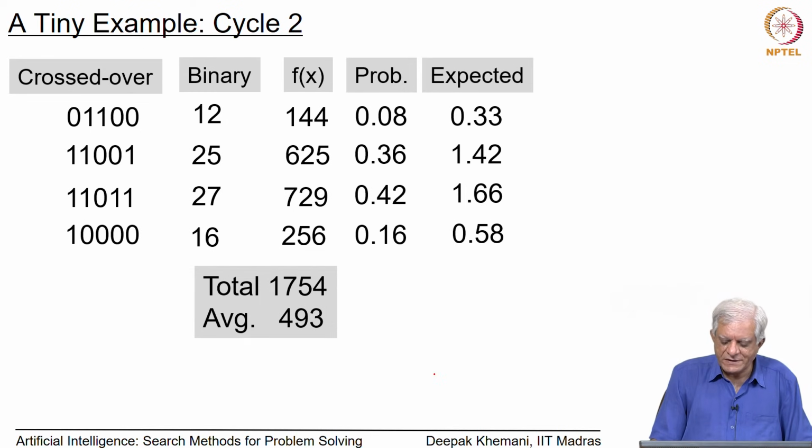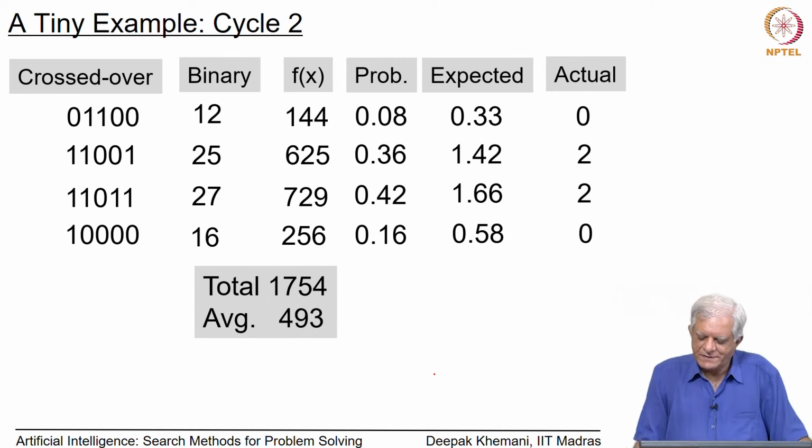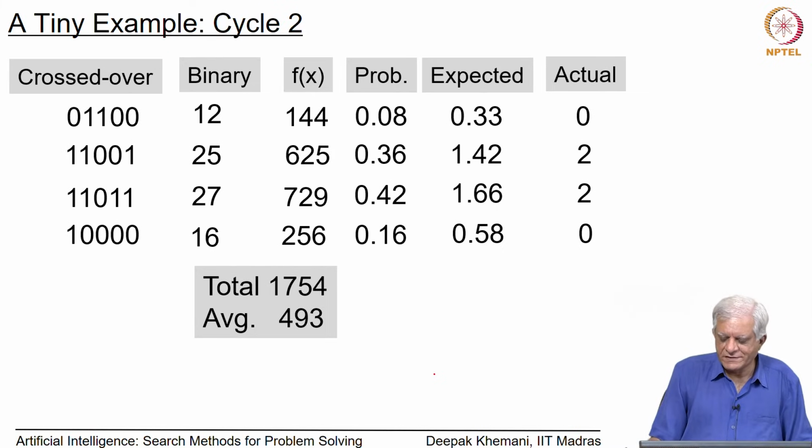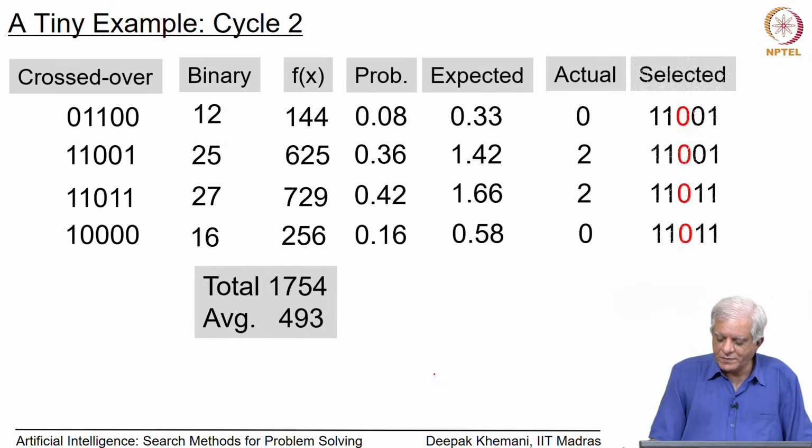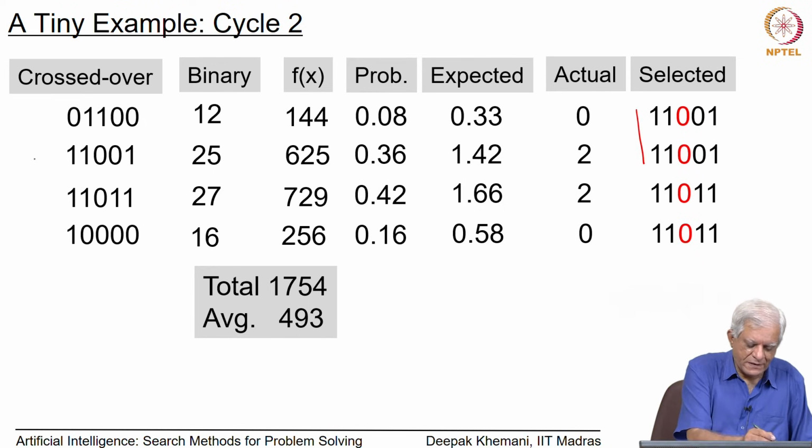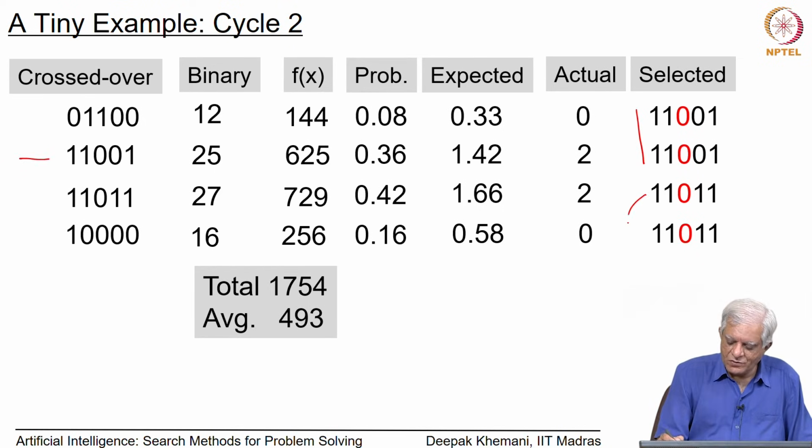The expected values, as you can see, are 1.42 and 1.66 for the second and third candidates, and let us assume that this is what really happens when we actually do the randomized roulette wheel process, that we get 2 copies of candidate 2 and 2 copies of candidate 4, and that gives us this new population, which is, as you can see, 2 copies of candidate 1 and likewise 2 copies of candidate 3.